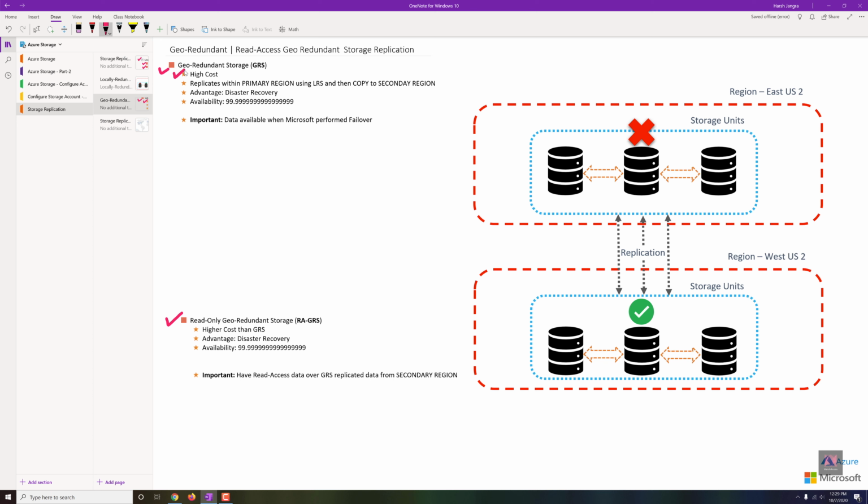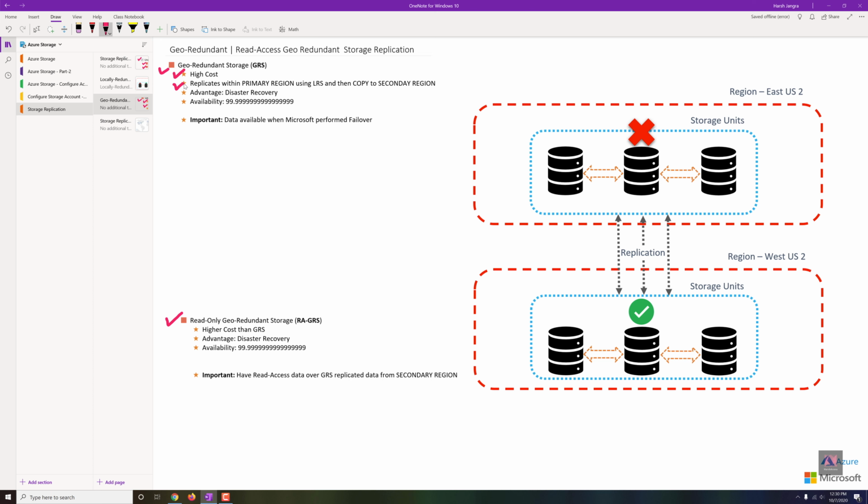When Microsoft fails over your primary region to the secondary region, then your data will be available within 15 minutes. Don't worry, I will give you a little more information on that because it is very important, and sometimes questions also come up in the examination. So guys, to understand GeoRedundant storage, it replicates within the primary region using LRS, then copies to the secondary region. Pretty simple, straightforward. To understand this, let me take you to my picture and explain a little more.